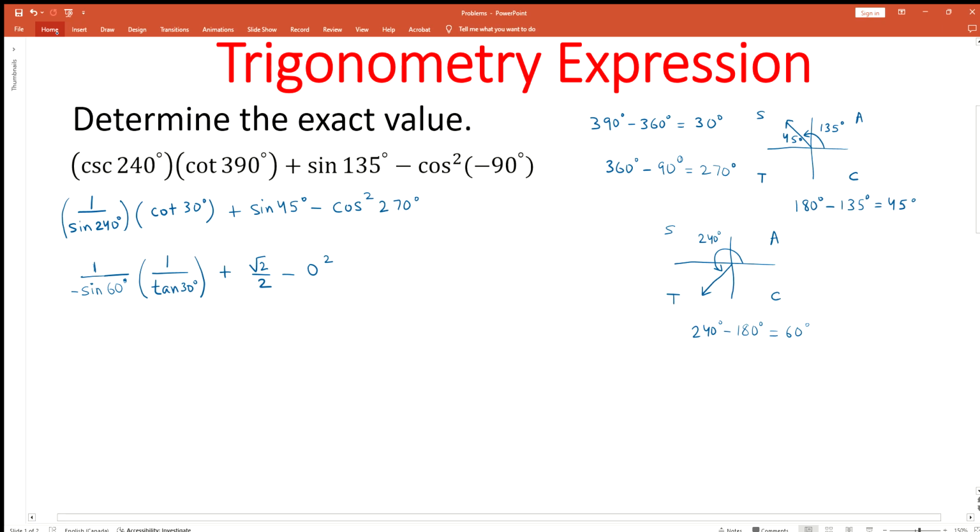Next, we can use the unit circle or special triangle for 60 degrees to find the value of sine 60 degrees. As per the unit circle or the special triangle, sine of 60 degrees is equal to square root of 3 over 2. As per the unit circle or the special triangle for 30 degrees, tan of 30 degrees is equal to 1 over square root 3.